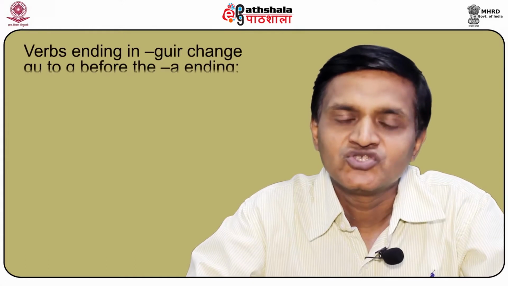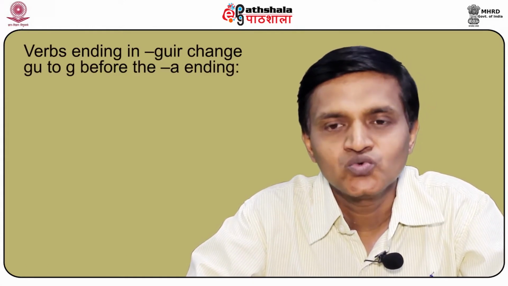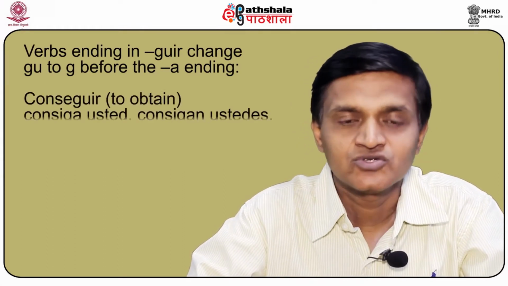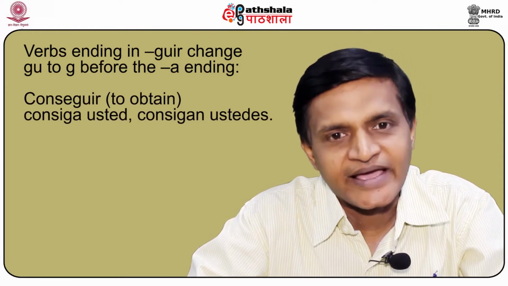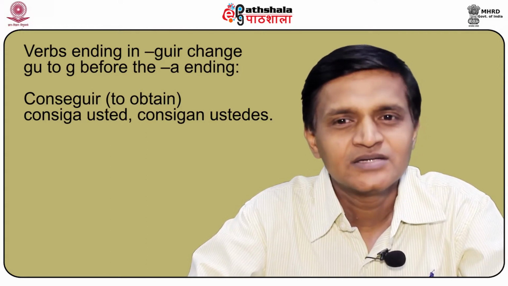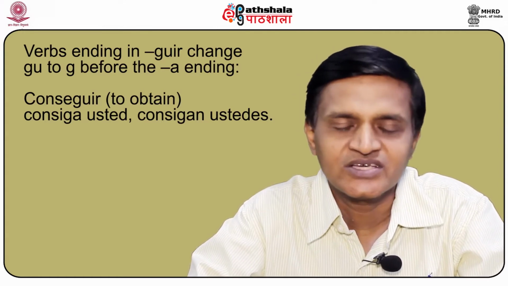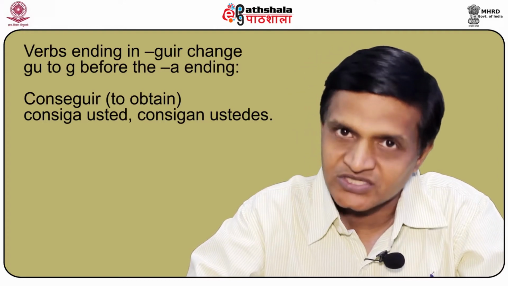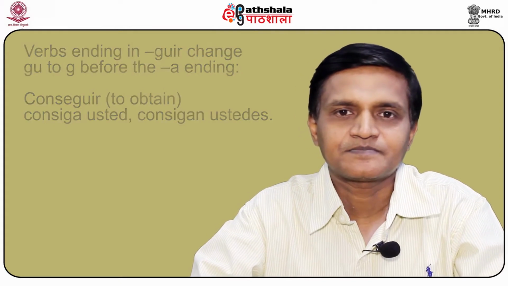Verbs ending in GUIR change GU to G before the A ending. So conseguir, to obtain, conseguir with a GUIR, changes to consiga, C-O-N-S-I-G-A: consiga usted or consigan ustedes. Conseguir changes to consiga or consigan ustedes.